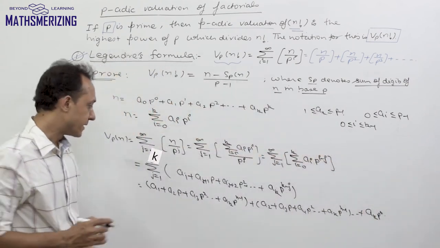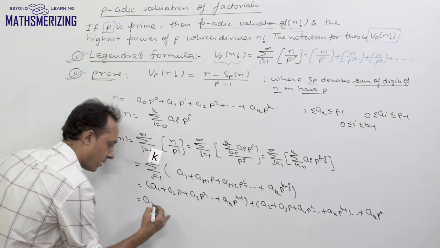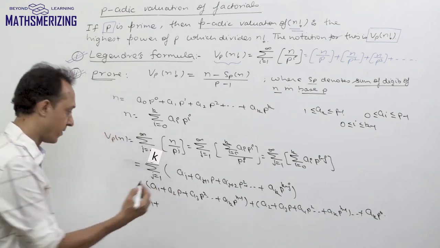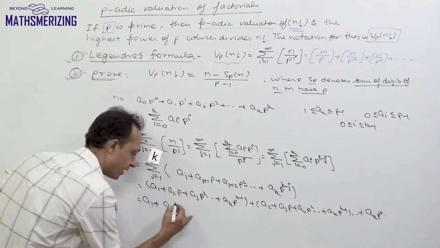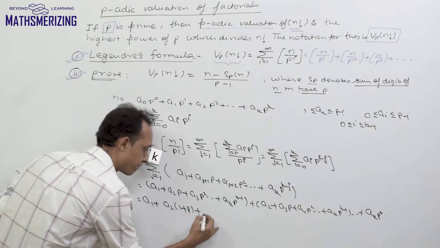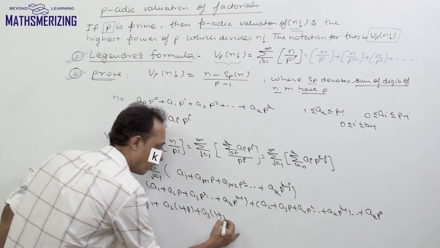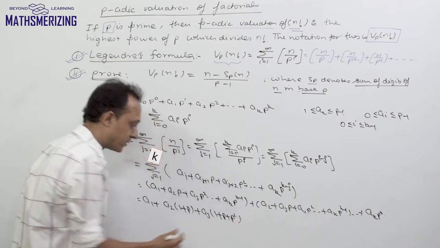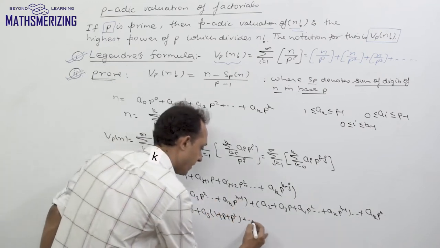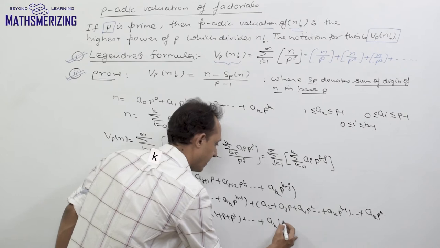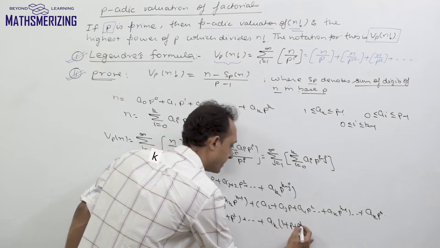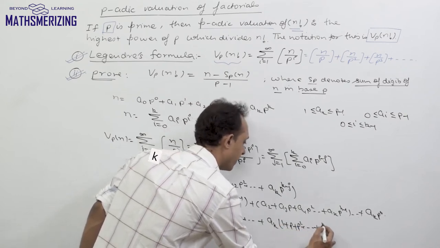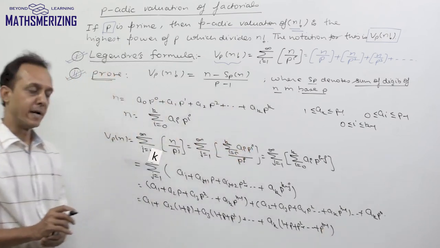So I can rearrange it as a1, there is only one a1, and then I can write a2 into 1 plus p, a3 into 1 plus p plus p square, and then finally it will be ak into 1 plus p plus p square, and it goes up to p to the power of k minus 1.